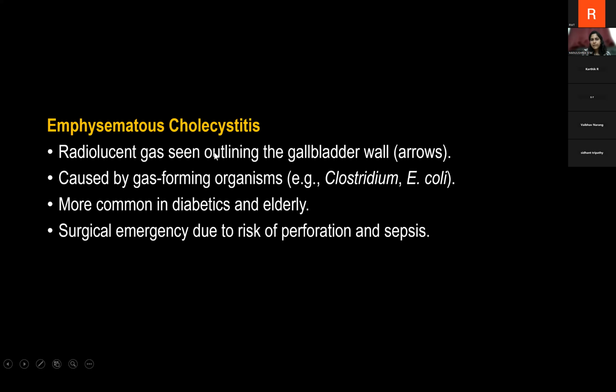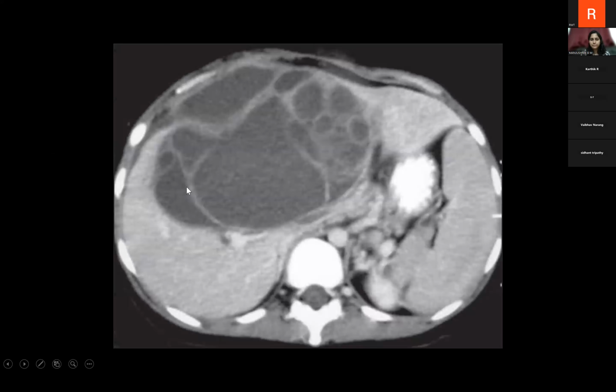This is radiolucent gas seen outlining the gallbladder. It is caused by gas forming organisms, more common in diabetics and the elderly. It's a surgical emergency. Okay. Next portal. Time starts.